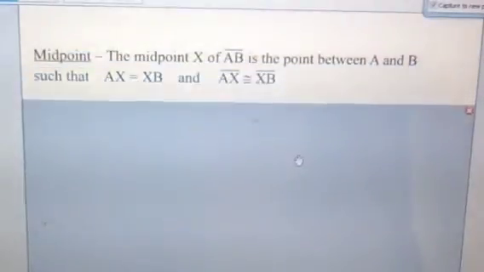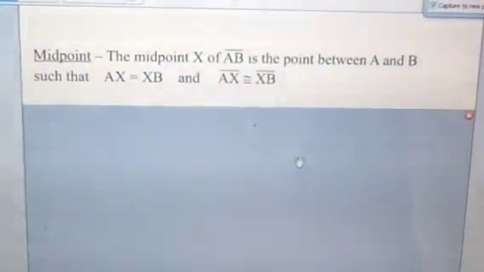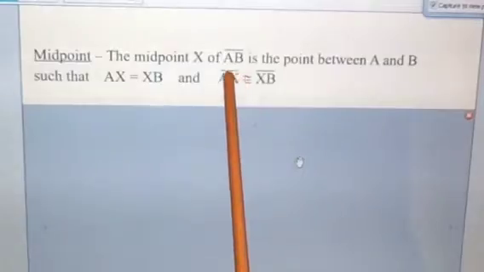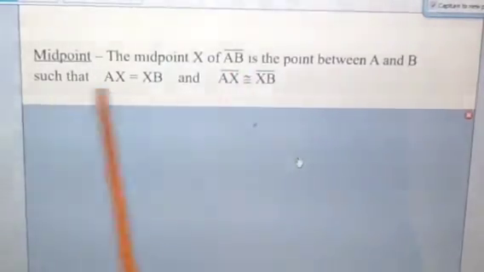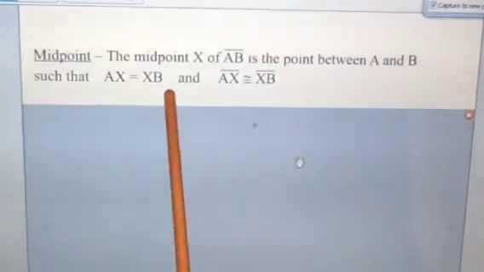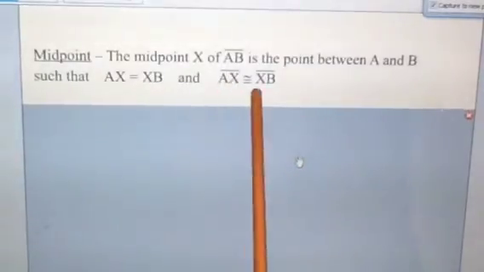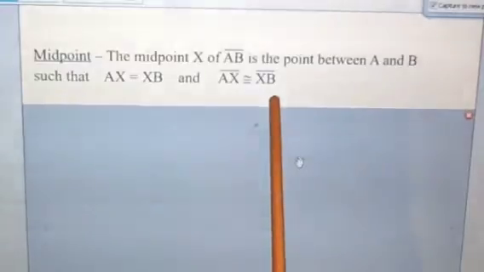Okay, so let's look at the definition first. The midpoint X of segment AB is the point between, meaning collinear, A and B such that AX equals XB and segment AX is congruent to segment XB.